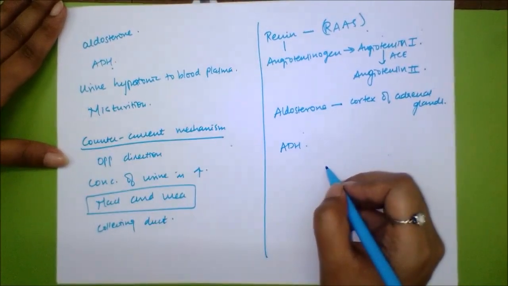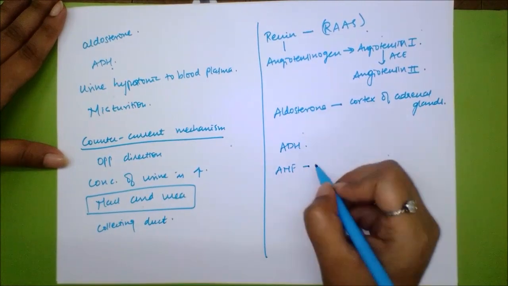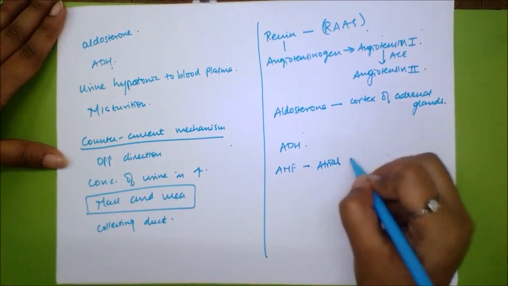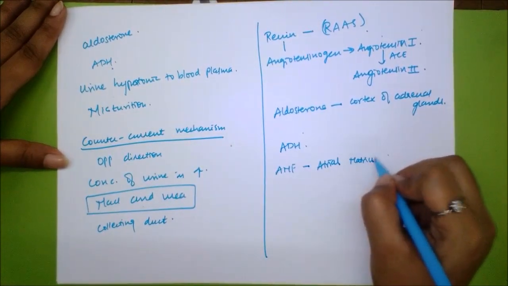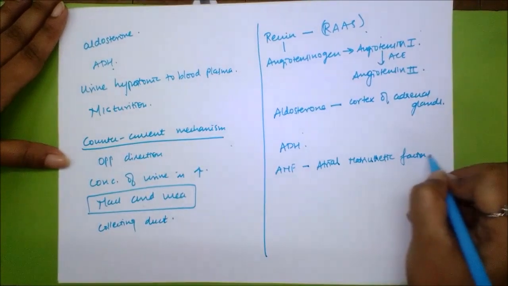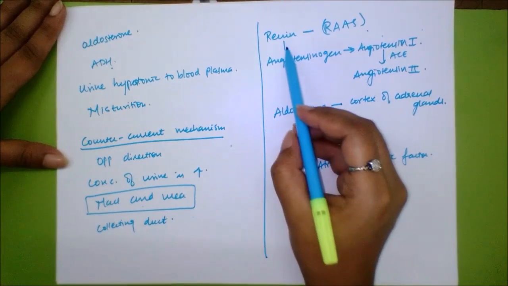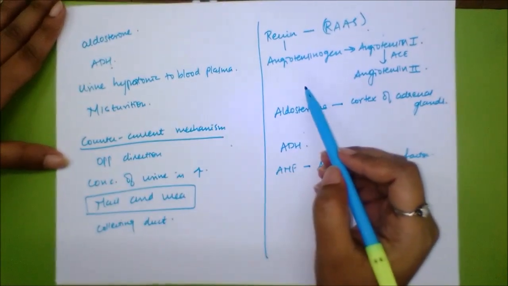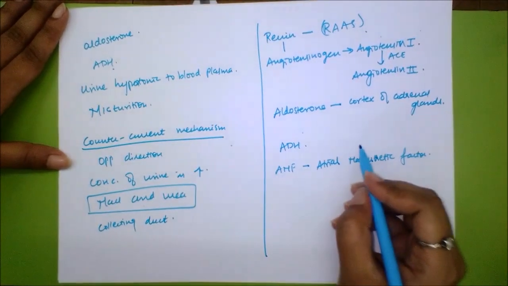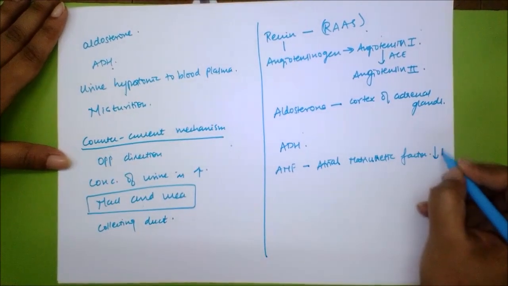Now, there is another hormone, a peptide called ANF, that is atrial natriuretic factor, which opposes the regulation of RAAS, that is renin angiotensin aldosterone system. This factor can cause vasodilation and thereby decrease the blood pressure.